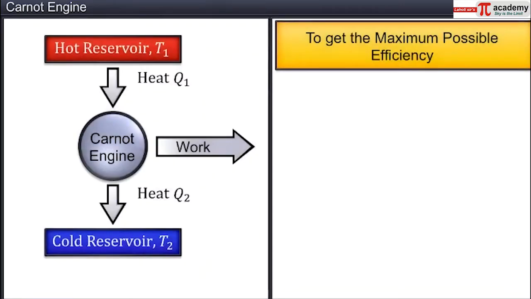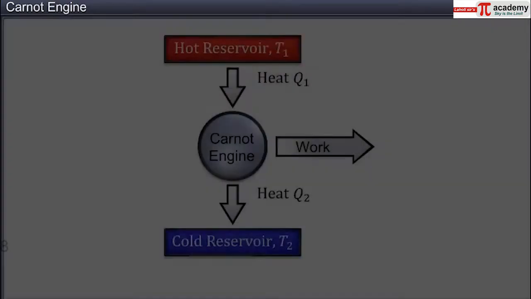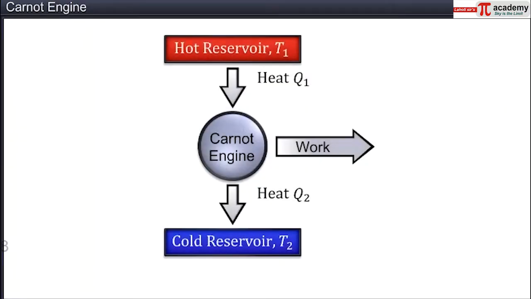To get the maximum possible efficiency, all the processes involved in the working of the Carnot engine operating between two temperatures must be reversible. Since all the processes are reversible, there will be no dissipative effects. We know that a process is reversible only when it is quasi-static. In a quasi-static process, the system will always be in thermal and mechanical equilibrium with its surroundings.